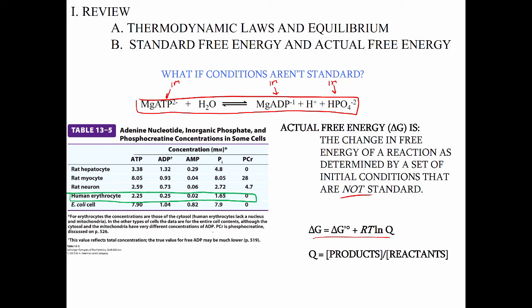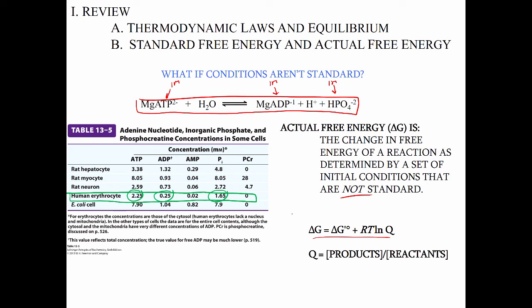Meaning the red blood cell. Well, ATP concentration is not 1 molar, it's 2.25 molar. And ADP concentration is not 1 molar, it's 0.25 molar. And inorganic phosphate is not 1 molar, it's 1.65 molar. We're starting at a different point. We're not under standard conditions. We're starting at Fort Collins to get to Long's Peak, not sea level.